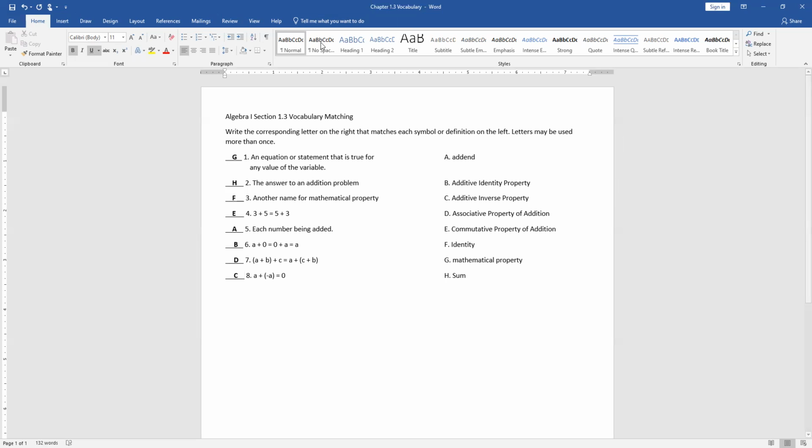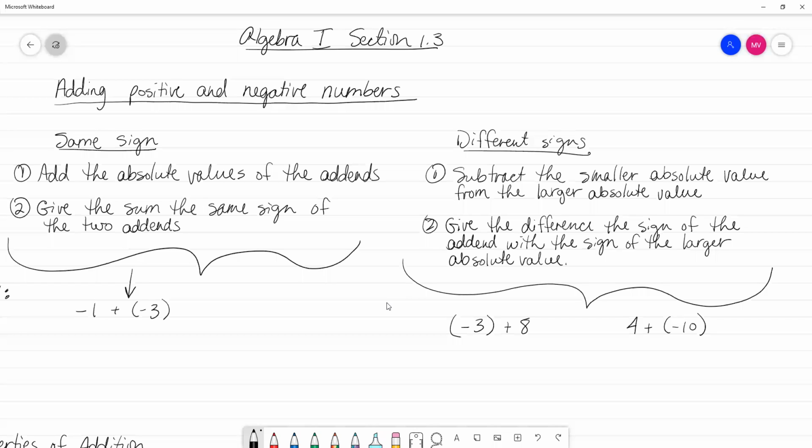Let's move on to the actual lesson. Let me find my whiteboard. There we go. So you should see that. This section starts on page 13.